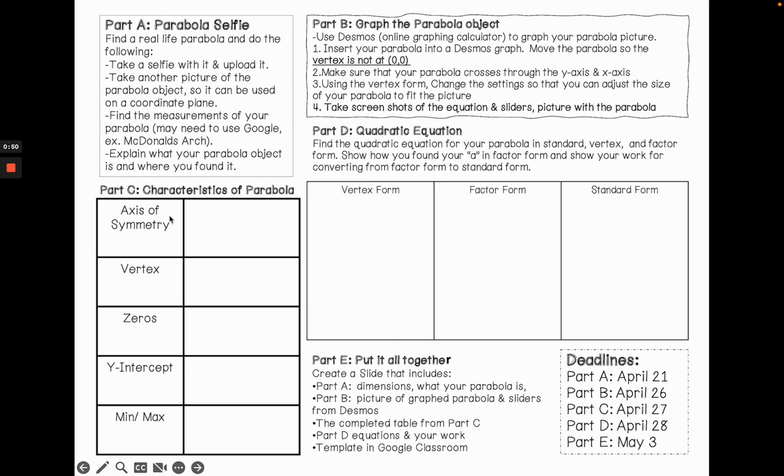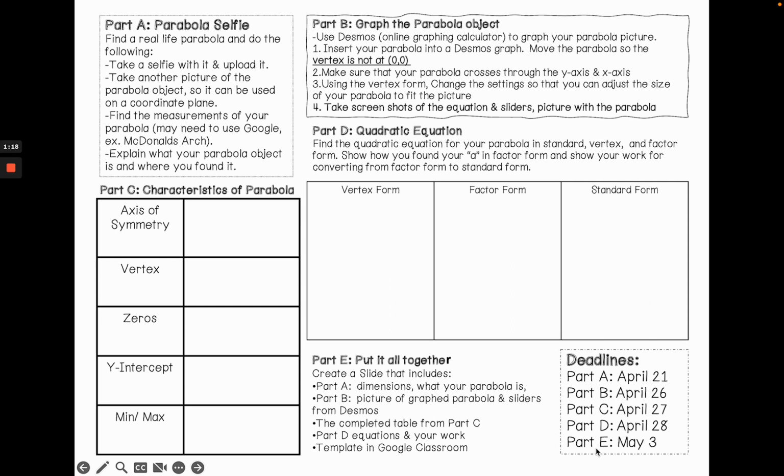If you flip over your piece of paper or the rubric, number one, it's going to tell you the deadlines. We're starting part A on April 20th, Thursday, and that will be due by the end of class on April 21st. Part B is April 26th. Part C is April 27th. Part D is April 28th, and Part E is May 3rd.